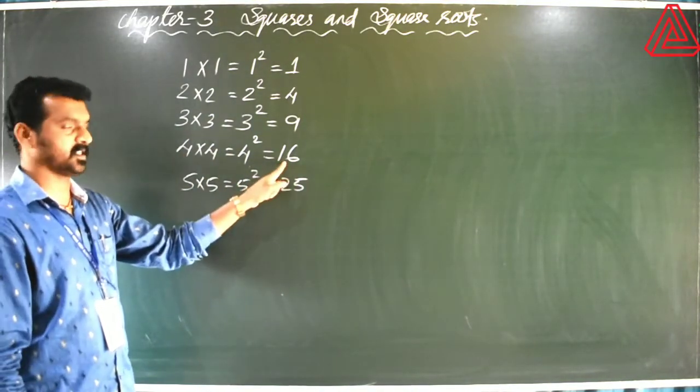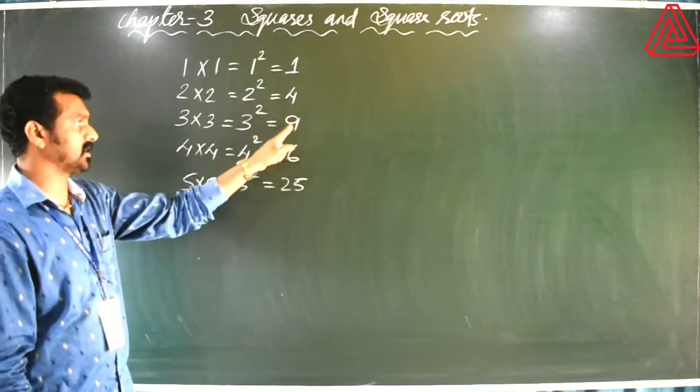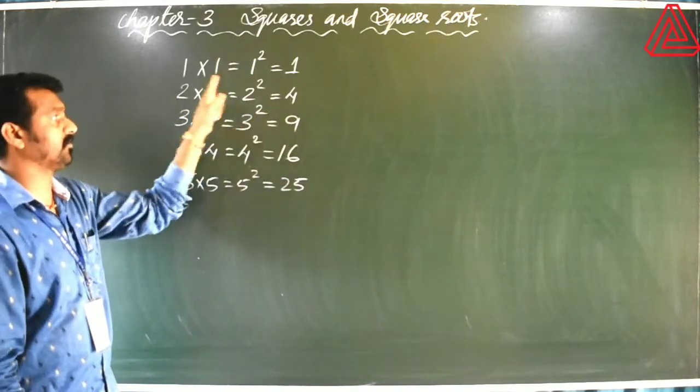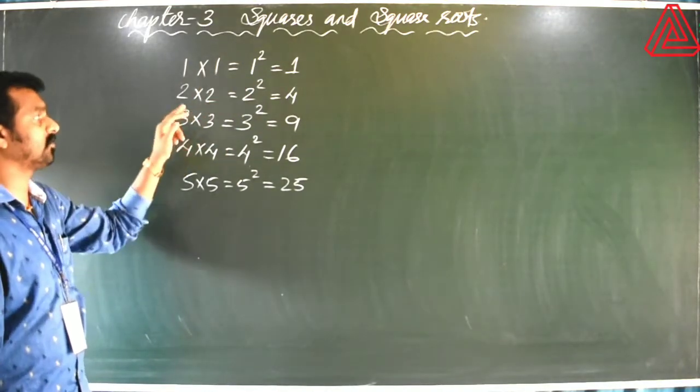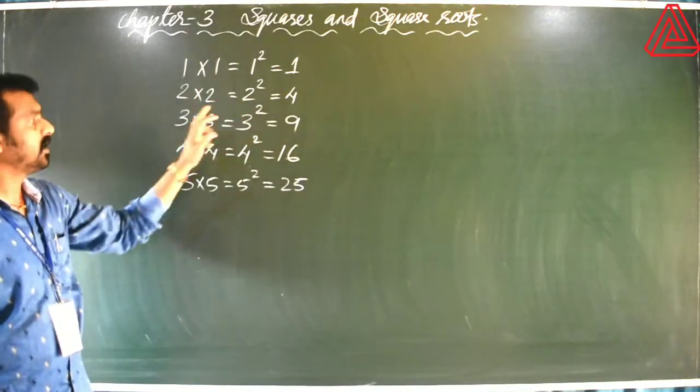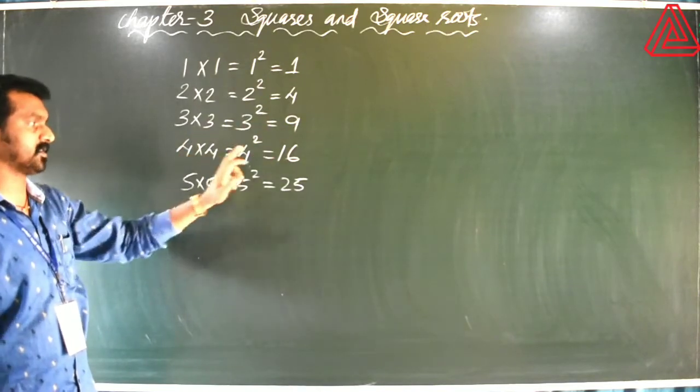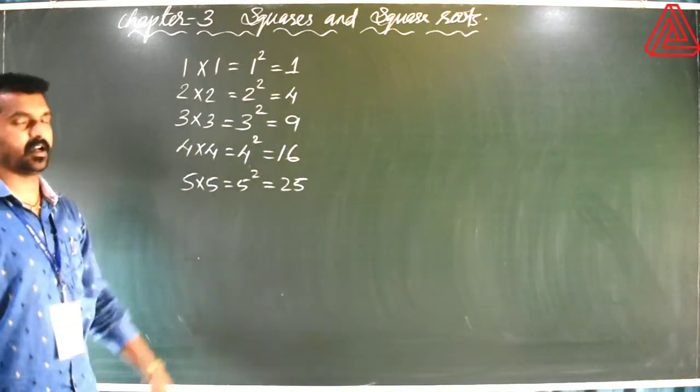Square of 4 is 16. Square of 3 is 9. Square of 2 is 4. Square of 1 is 1. 1 into 1 is equal to 1. 2 2s are 4. 3 3s are 9. 4 4s are 16. 5 5s are 25.